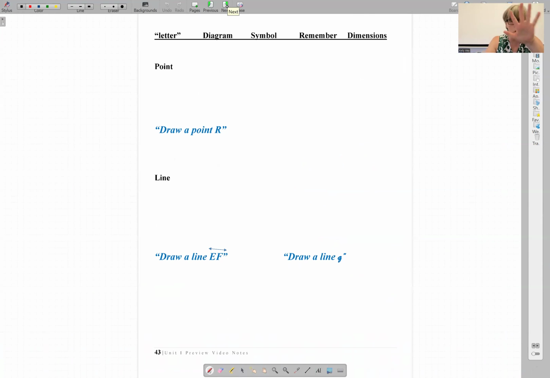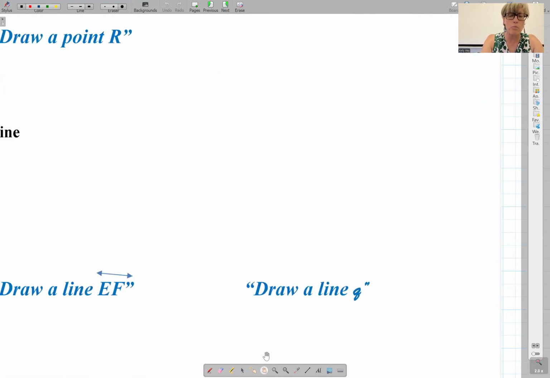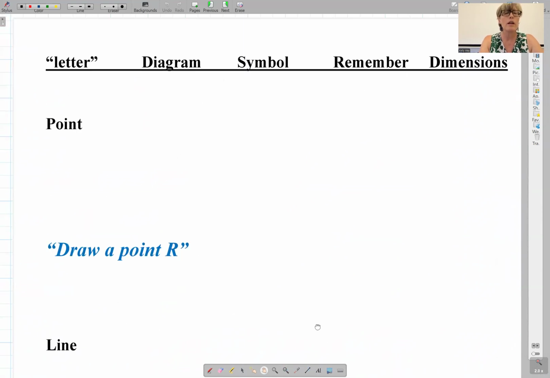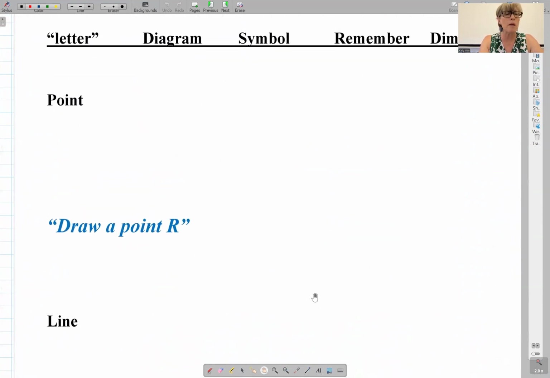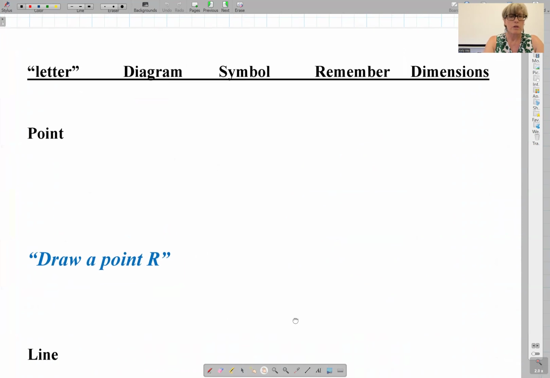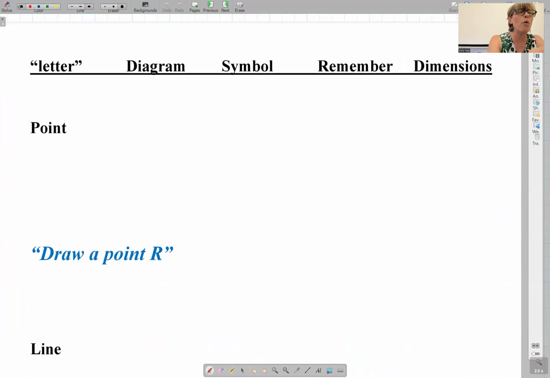Now I'm going to introduce you to your 5 letters of geometry. It's very important that you pay attention to the notation because notation makes a difference. So right here, a point. Ta-da, there's a point. Okay? It technically has neither length, width, nor height.